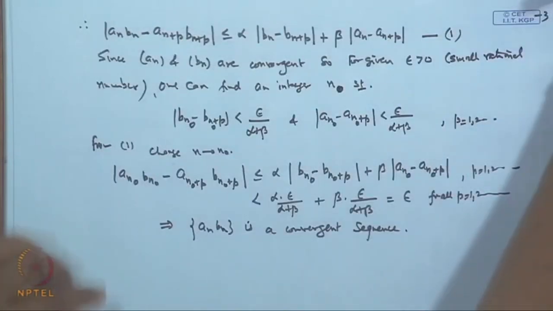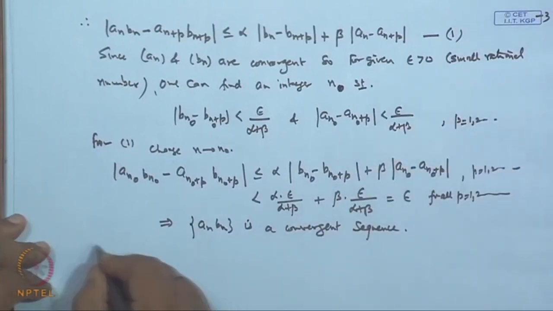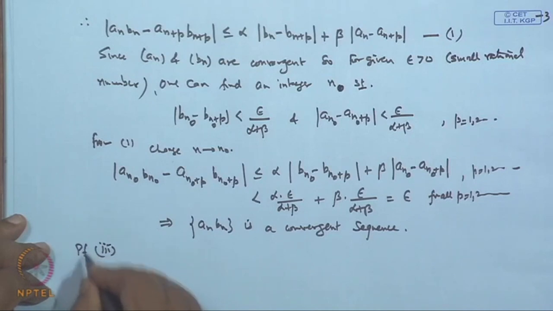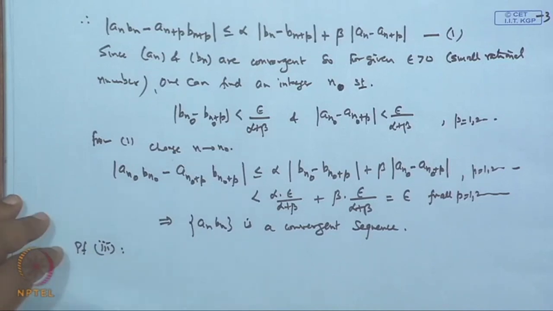Now, proof for part three. We will show that division is also possible: if the two convergent sequences are there, then one can divide a_n by b_n, provided all the terms of b_n are greater than some positive constant k, then a_n over b_n is also a convergent sequence. So, let us start with this division.